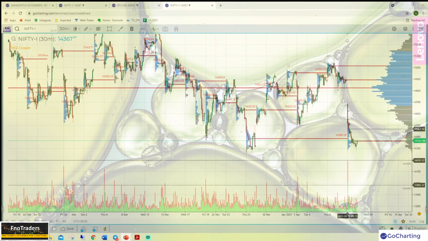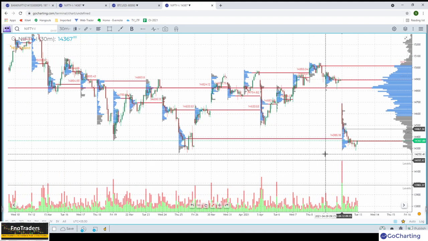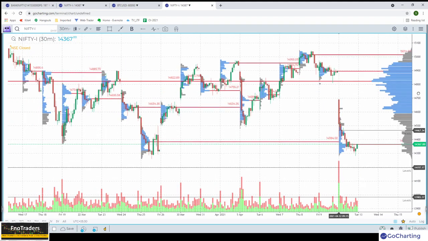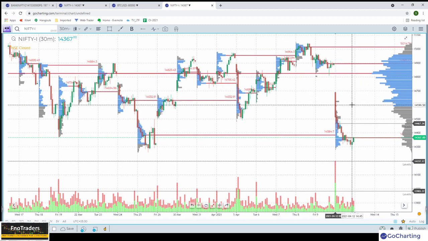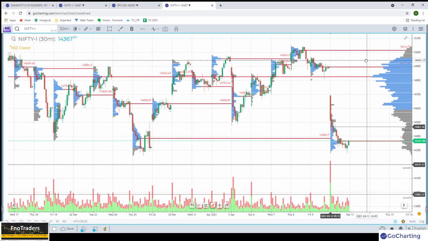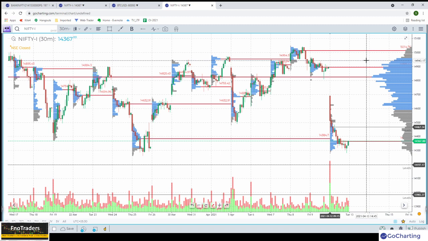Okay, and these are the key areas. I will quickly also cover one or two chart sessions for you. For example, if you see this charting, it is plotted in Go Charting, of course, and if you see there, we plotted two things here.